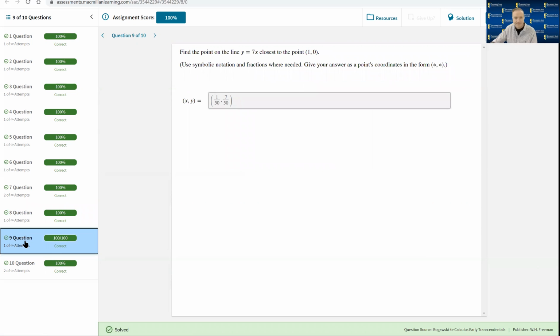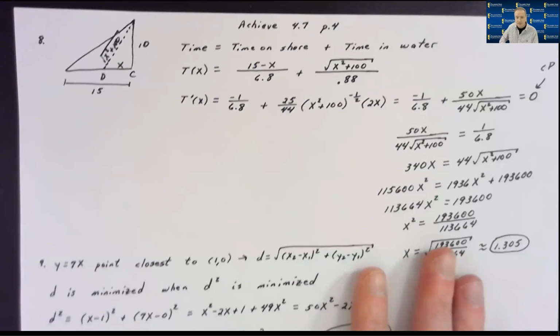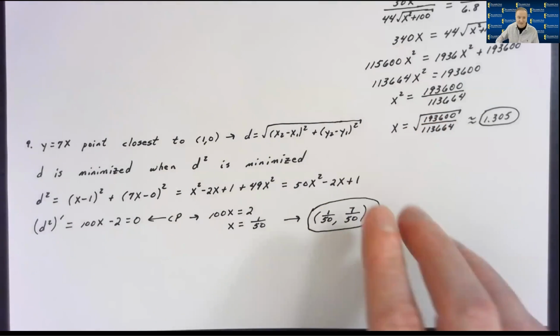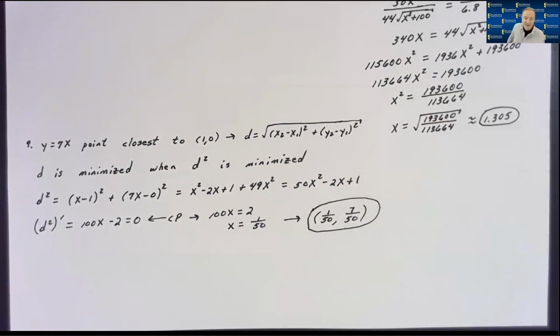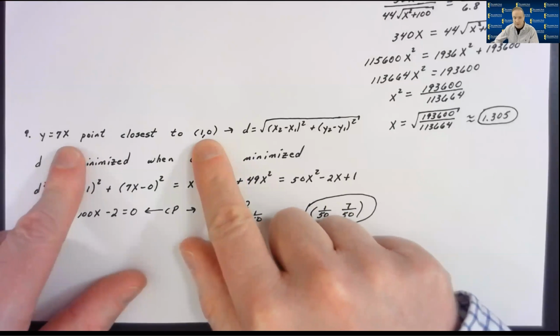Up next, for number 9, it says, find the point on the line y equals 7x closest to the point (1, 0). This problem would cause a lot of confusion with students. Let me point it out here to you. So we're trying to find the point on the equation y equals 7x closest to the ordered pair (1, 0).